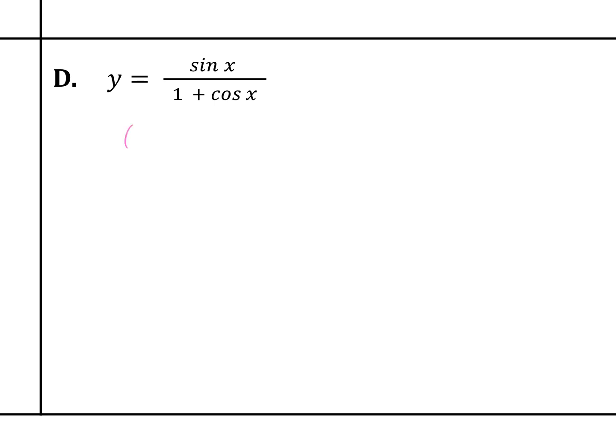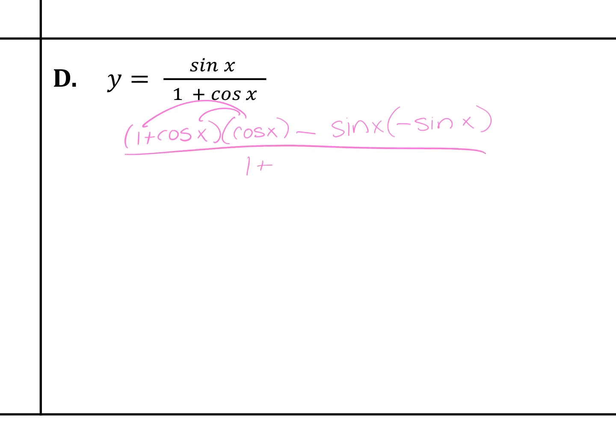So you take the bottom times the derivative of the top. So the derivative of sine is, no, cosine, minus the top times the derivative of the bottom, which is negative sine, over 1 plus cosine squared. Okay, so distribute. So you get cosine x plus cosine squared x minus sine squared x.